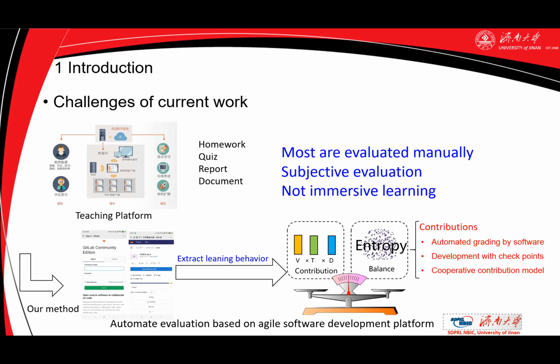Students submit daily or every iteration tasks to GitLab. We can extract the students' learning behavior on the platform. According to this data, the student's work is quantified and the entropy is calculated to obtain the balance function to judge whether the student's behavior in the development process is standardized. The contributions of our work are automated grading of the laboratory environment, a collaborative software development process with checkpoints in our teaching platform, and a cooperative development contribution model.